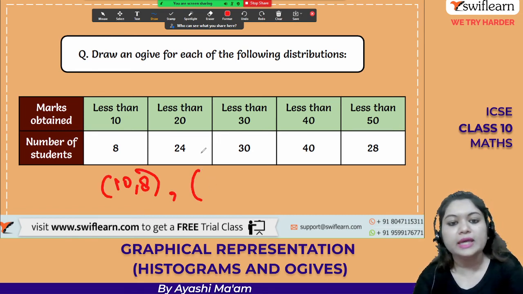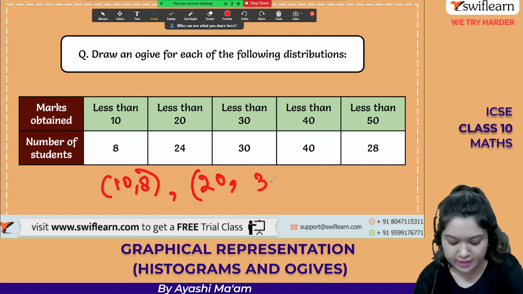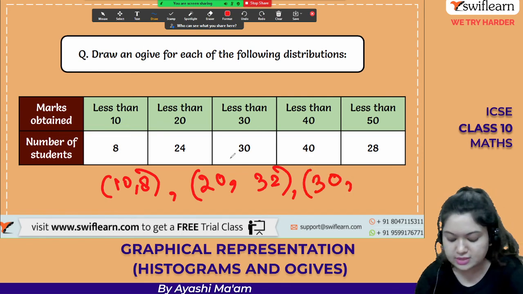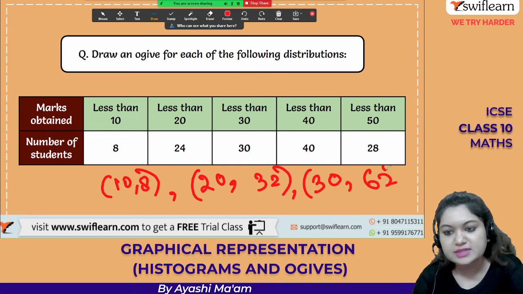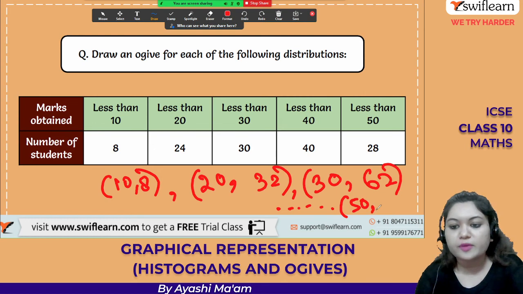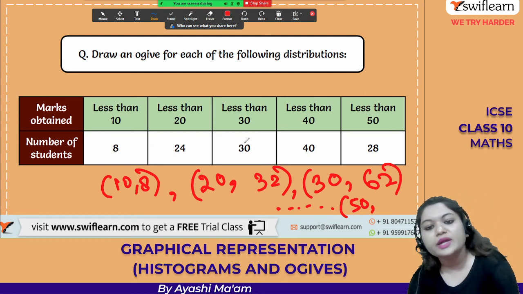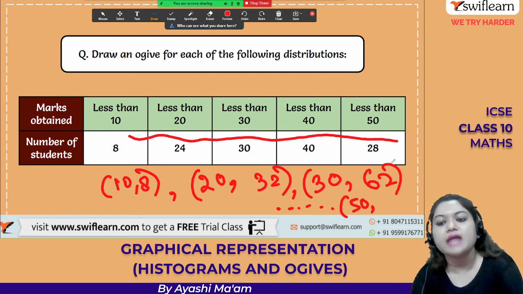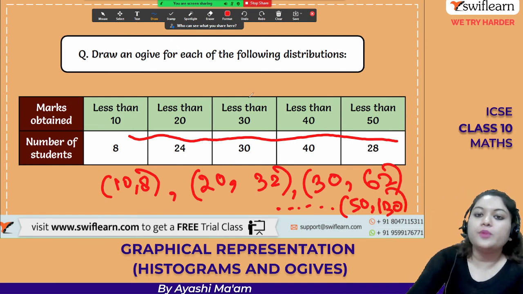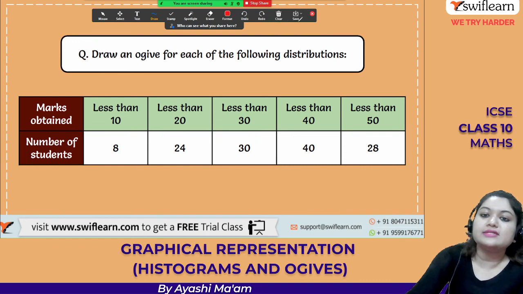Second one, it will be 20 is your upper class limit. Then 24 plus 8, that is going to give you 32. Then for the third one, you can take 30 comma 8 plus 24 plus 30. That is going to give you 62. Right? Like this you can do it. For the last one, it will be 50, that is your upper class limit, and summation of all these data, and you will get it as 130. Then plot it on the graph and draw the less than type ogive.